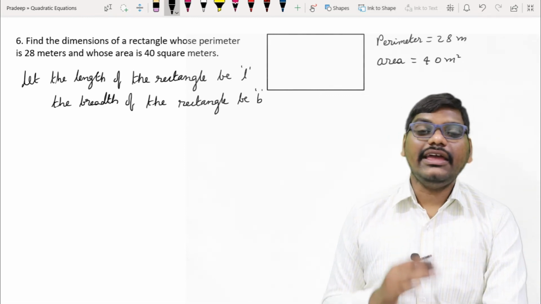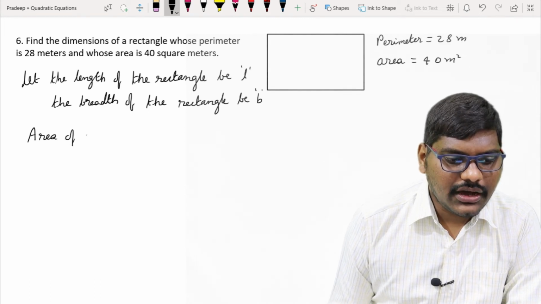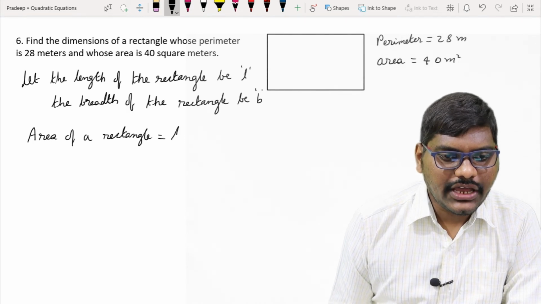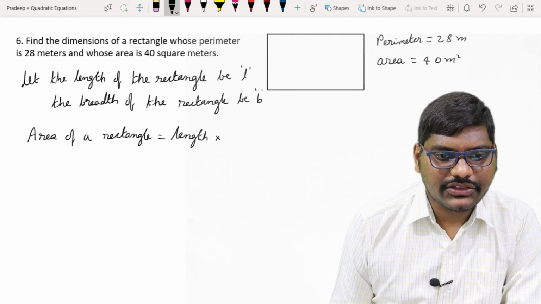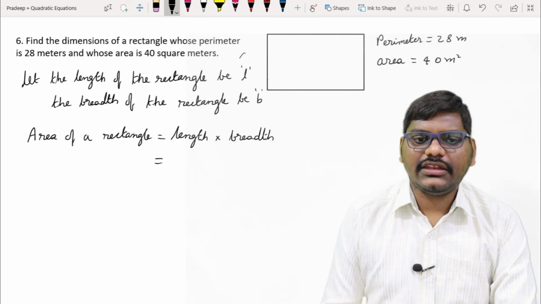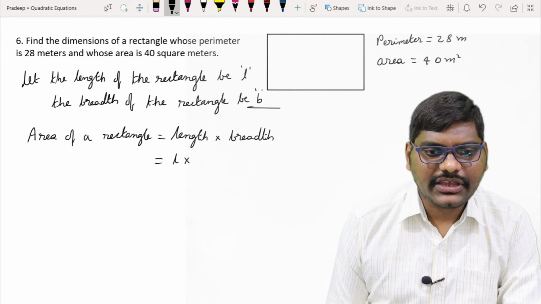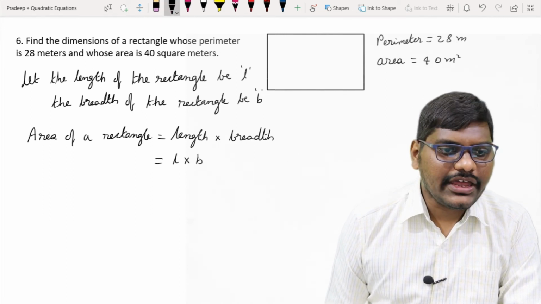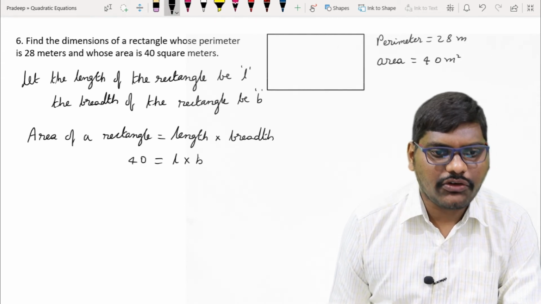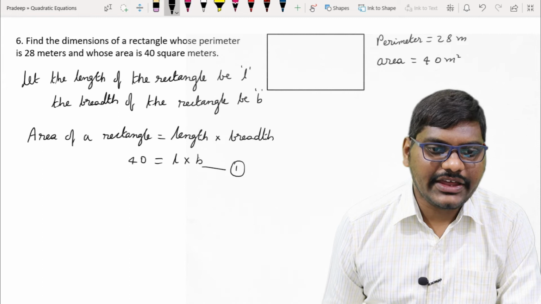So the area of a rectangle is nothing but length into breadth. Now we have taken the length as L, so in the place of length I'll write L, and in the place of breadth I can write B. The area of the rectangle was given as 40 square meters, so I can substitute 40 over here. Let's take this as equation 1. Alright, we got equation 1, the area of a rectangle.